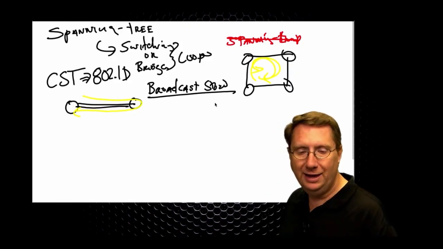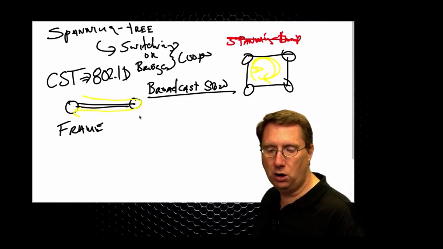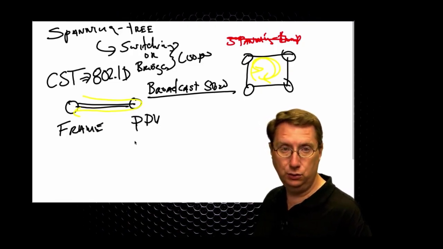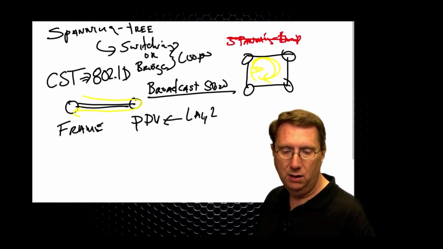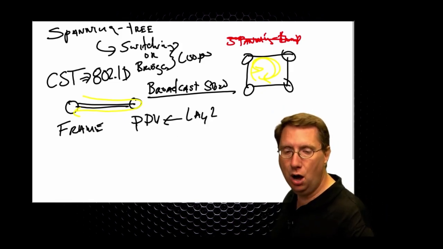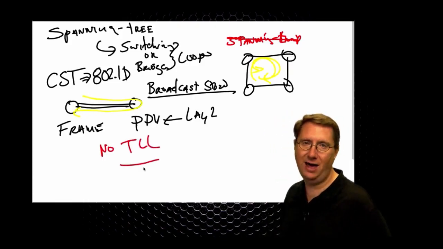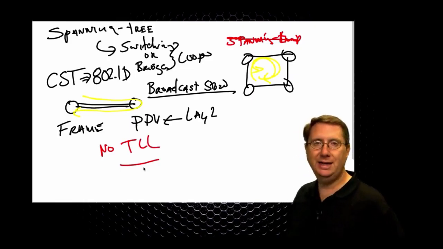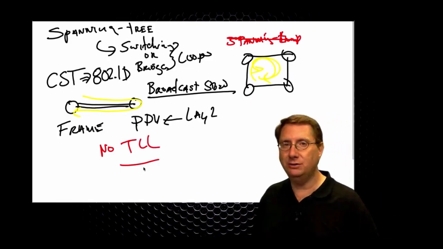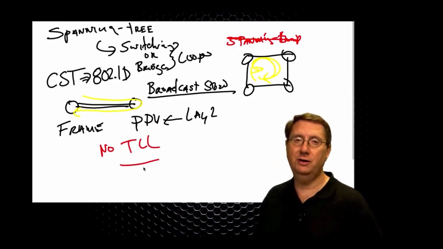Why does this happen? It happens because frames, which are referred to as our PDUs at layer 2, that stands for Protocol Data Units, have no TTL. There's no time to live value associated with a layer 2 Ethernet frame. That means that they never age out. So they can constantly be looping in our infrastructure forever, theoretically.